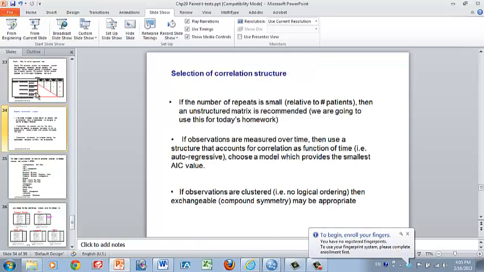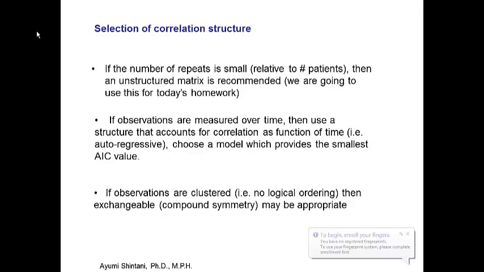You might wonder which correlation we should use, because the choice of correlation does have an impact on the p-value. If you guess the correlation wrong, you end up with a biased p-value. So here is a quick guideline for selecting a correlation structure. If the number of repeats is small relative to the number of patients, an unstructured matrix is probably better. Remember why we want to be parsimonious: to preserve power. With a large sample size, you have enough power to build a complex model, so you might model all 6 parameters, which is unstructured.